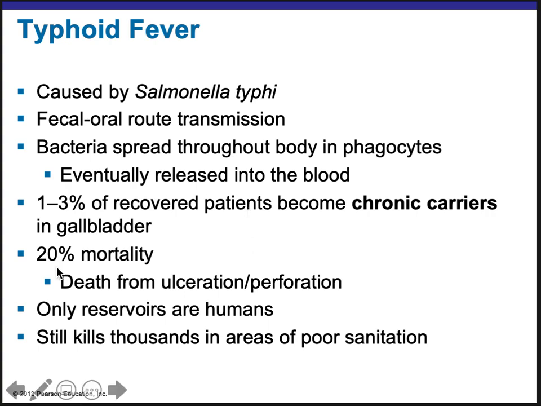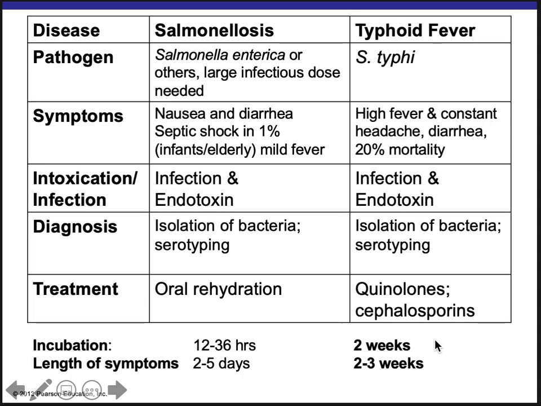We could completely get rid of this. It is highly fatal, 20% mortality rate, and most of these deaths are from an ulceration, so internal bleeding. So this is still killing thousands of people in areas with poor sanitation. And if you're going to one of those areas, you should definitely get the vaccine, protect yourself.